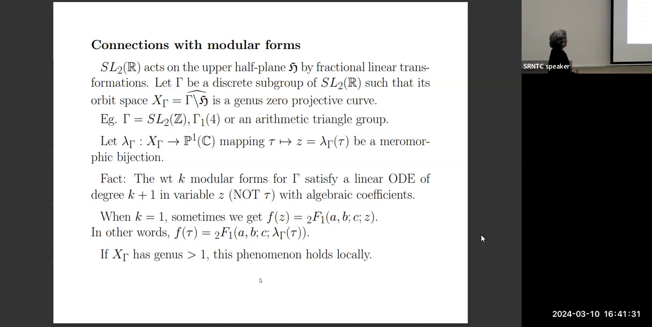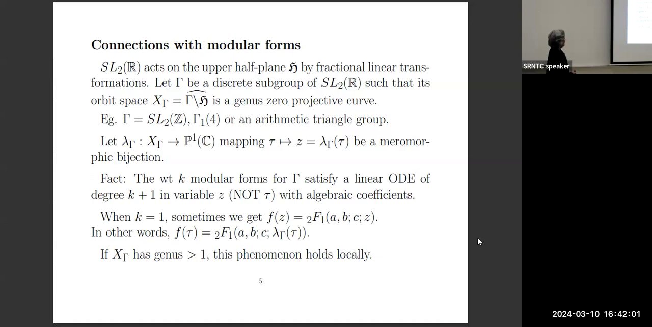Our modular form is defined on the upper half plane as a holomorphic function. Say it has weight k. It doesn't satisfy a good differential equation in the variable tau. But if you view it as a function of the variable z, then it satisfies a linear ODE of degree k plus 1, with nice algebraic coefficients.